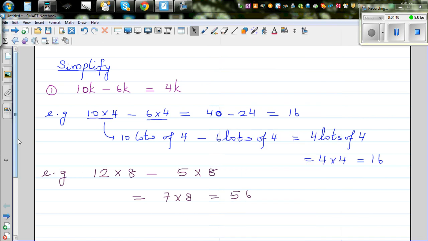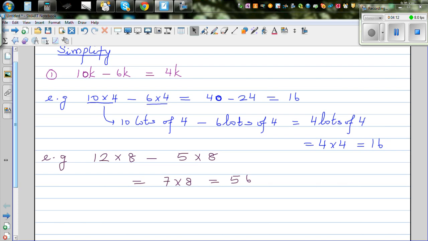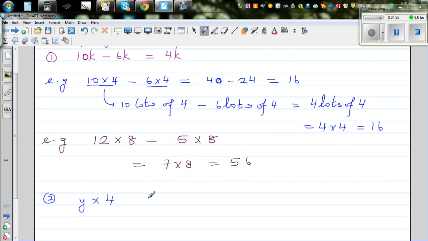Okay, so this is the first question. Let me do a few more questions. The second question is this. You have, say, y times 4. Y times 4 is the same as writing 4 times y. And what does this mean? This is 4 lots of y.